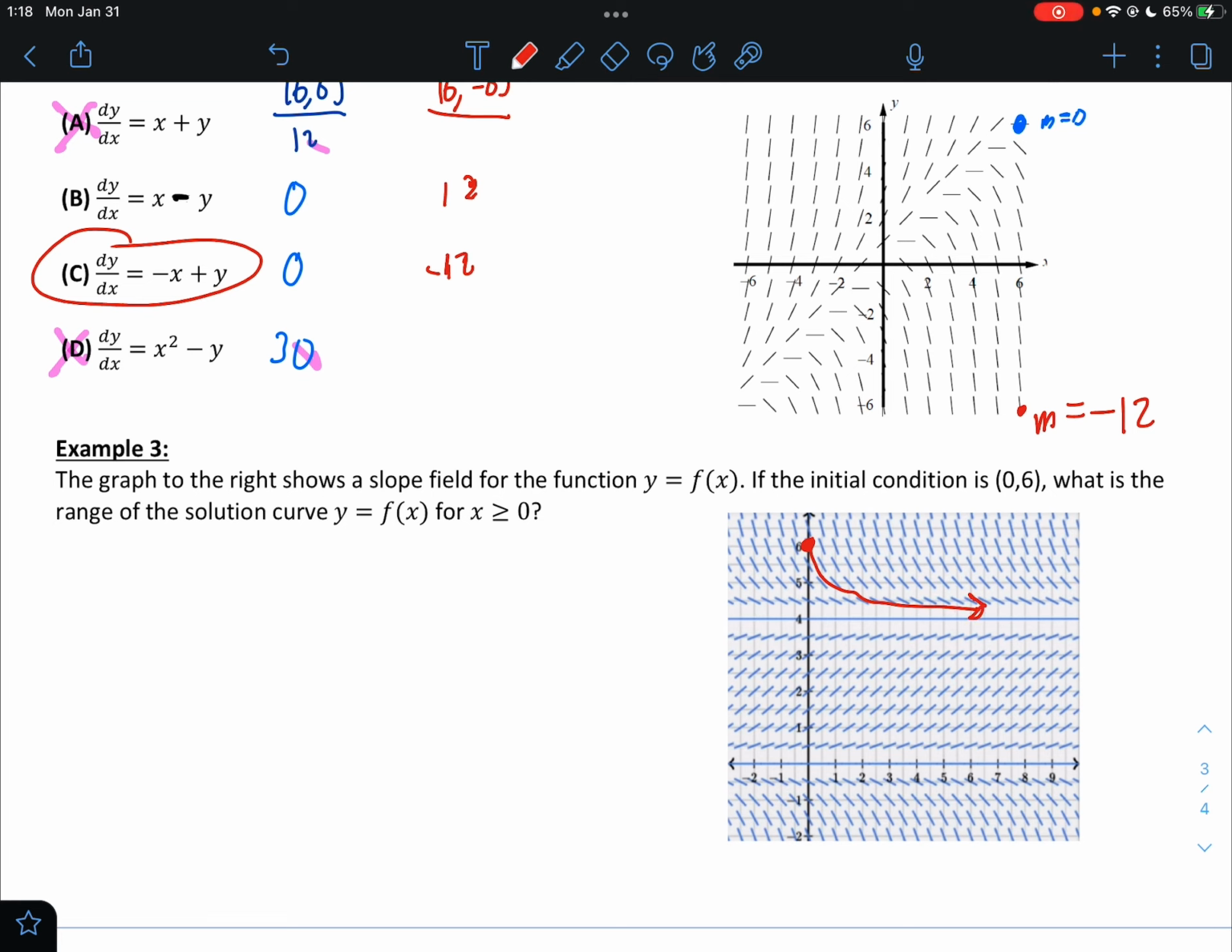So what is the range? Well, it never hits 4. The highest one is 6. So our range would be 4 to 6, depending on how you want to write that, including 6, but not including 4.